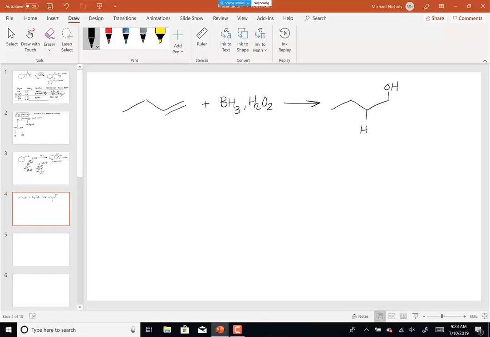So we've got BH3, H2O2. This is a two-step reaction. The first thing I'm going to do is add the boron to the double bond. Now you might say, all right, how's that going to work? Here's how it's going to work. This BH3 would like to add to the carbon that is least sterically hindered, for a reason that I will get to. So the boron is going to end up on the least hindered carbon.